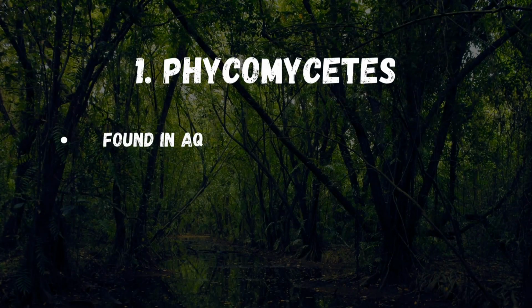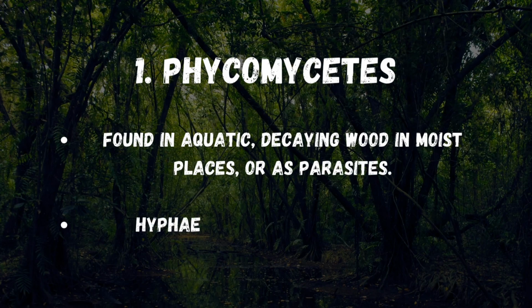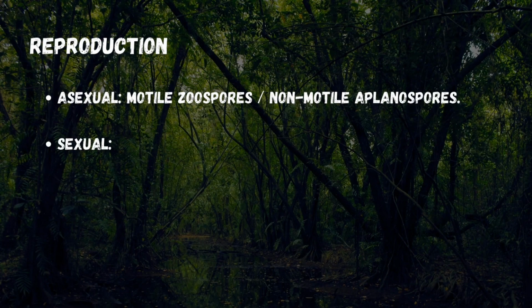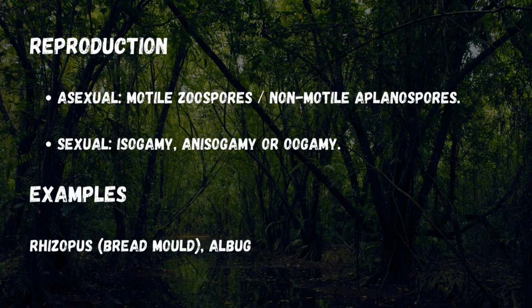Phycomycetes. They are found in aquatic habitats, on decaying wood in moist places, or as parasites. Hyphae are coenocytic, aseptate. Reproduction: asexually by motile zoospores or non-motile aplanospores, and sexually by isogamy, anisogamy or oogamy. Examples are Rhizopus and Albugo.